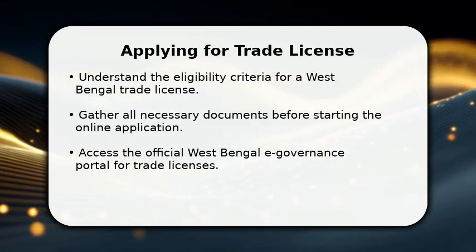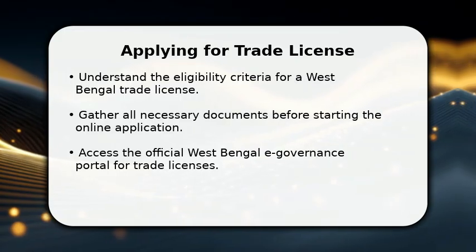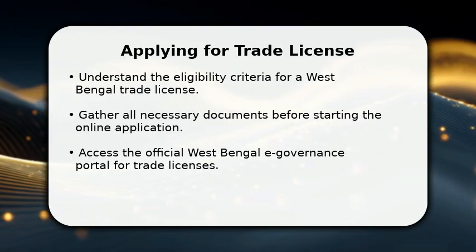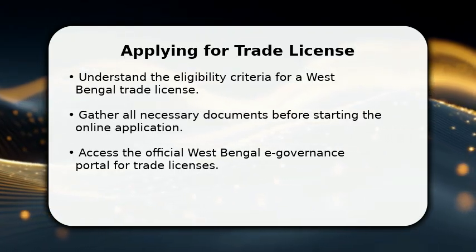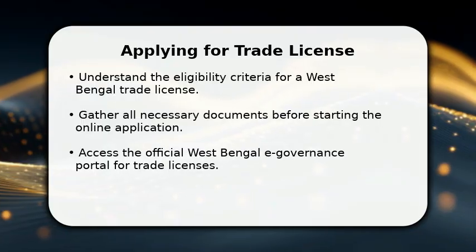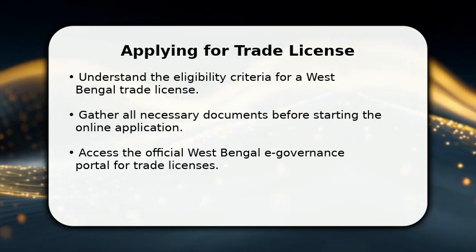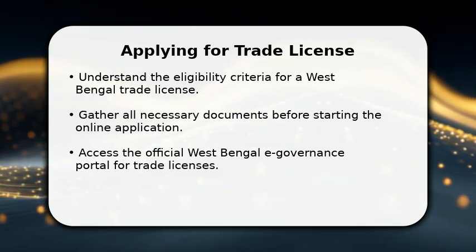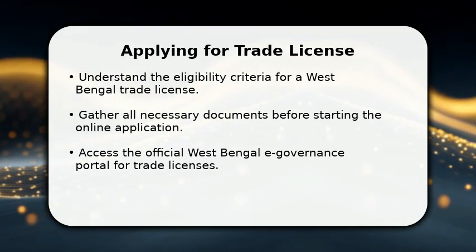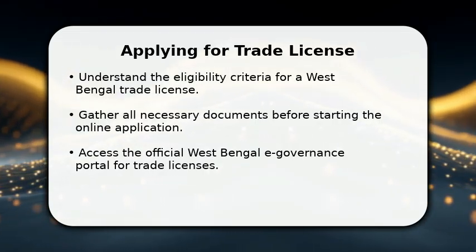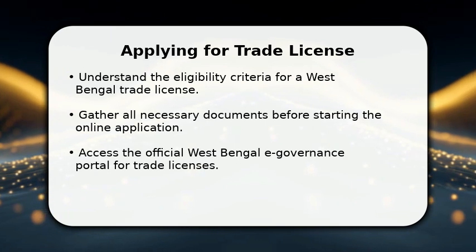In this video, I will explain how to apply for a trade license online in West Bengal. First, ensure you meet the eligibility requirements for your business type. Next, gather all your essential documents, such as proof of identity, address, and business registration. Finally, navigate to the official West Bengal e-governance portal, which is the only way to submit your application electronically. This preparation will streamline your entire process.